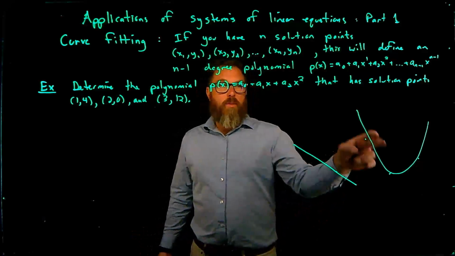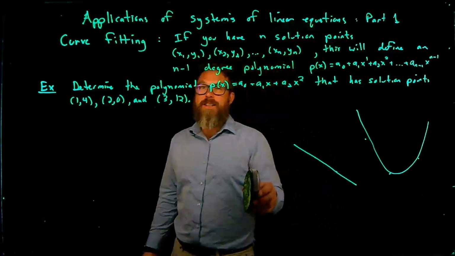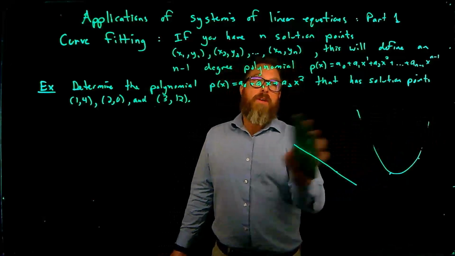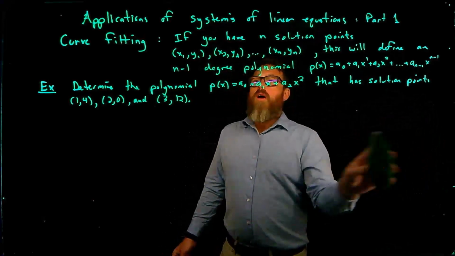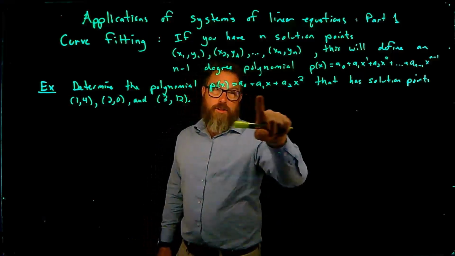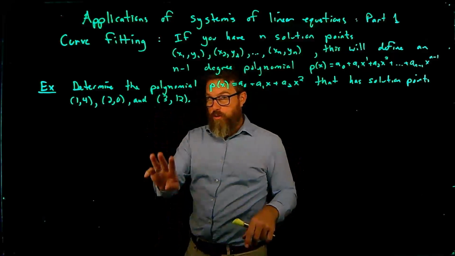So we're going to start out with our parabolas because we already know how to do lines, but this technique will work for lines, and it really technically is just an expansion of what you've done in an algebra class. So determine a polynomial, p of x. So I'm actually saying that this is a second-degree polynomial because I have 3 solution points.